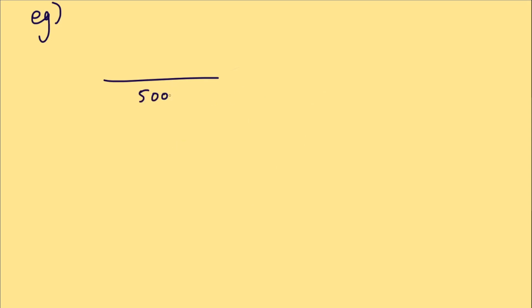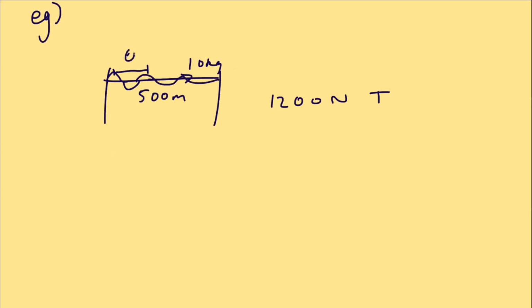It's 500 meters long and weighs 10 kilo. There's 1,200 newtons of tension on this wire. A technician sends a pulse down the wire, and the wavelength of this pulse is 0.6 meters. We're going to solve for two things, the speed and the frequency. Every formula we're going to use to solve this problem is on the free cheat sheet.